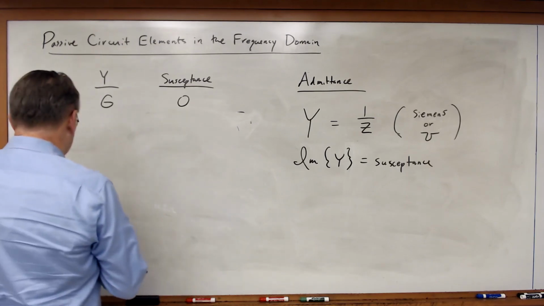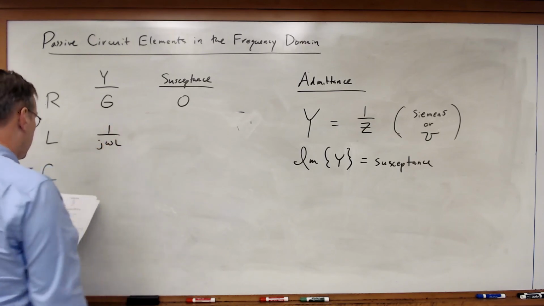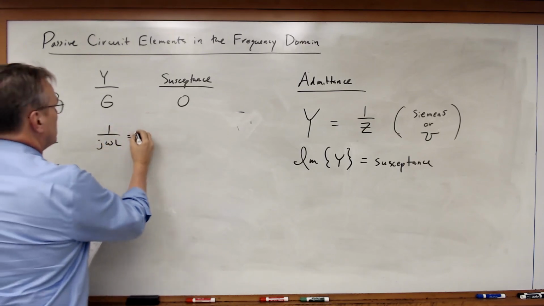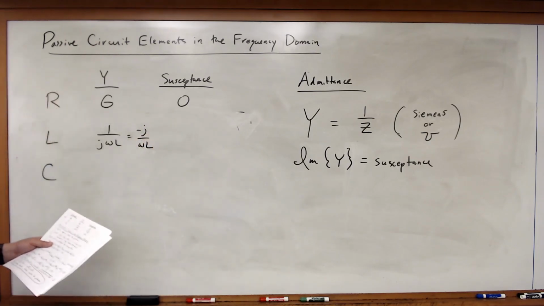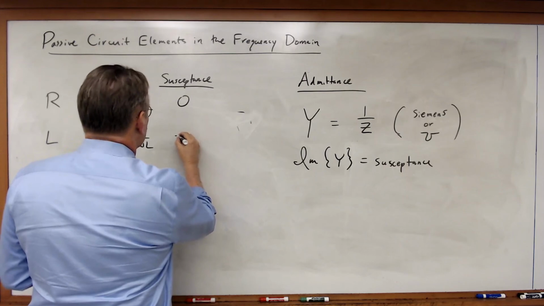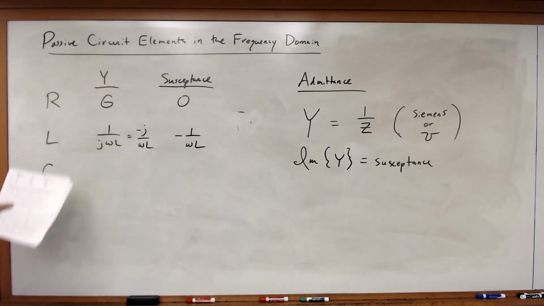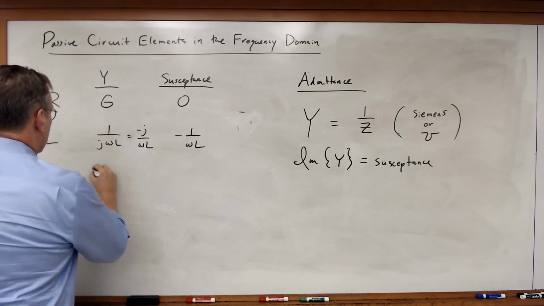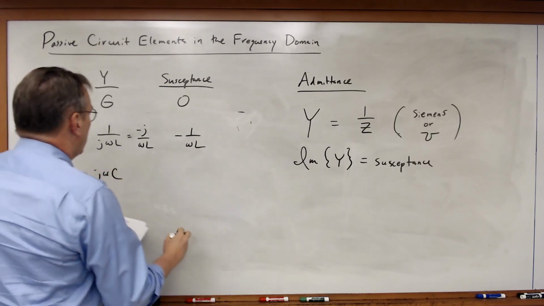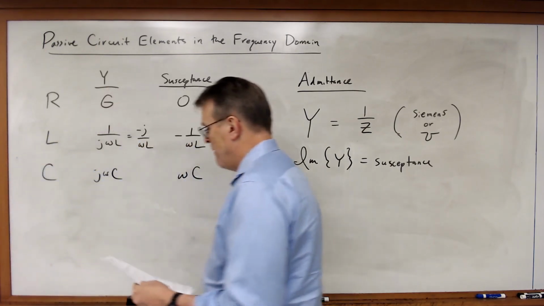For L, the admittance is 1 over j omega L, which is equal to minus j over omega L. And therefore, my susceptance is equal to minus 1 over omega L. For capacitance, admittance is equal to j omega C, and therefore the susceptance is equal to omega C.